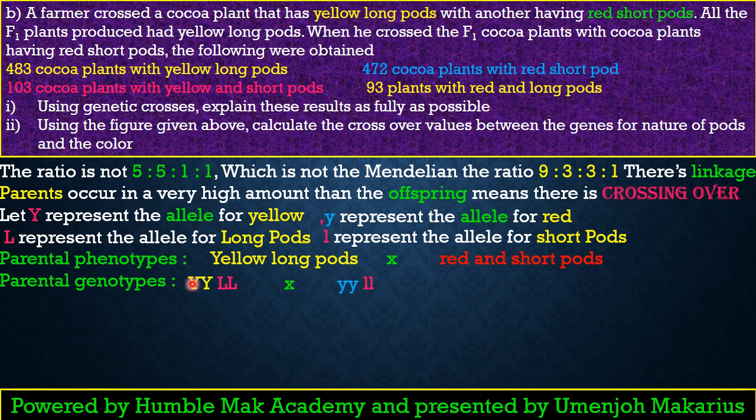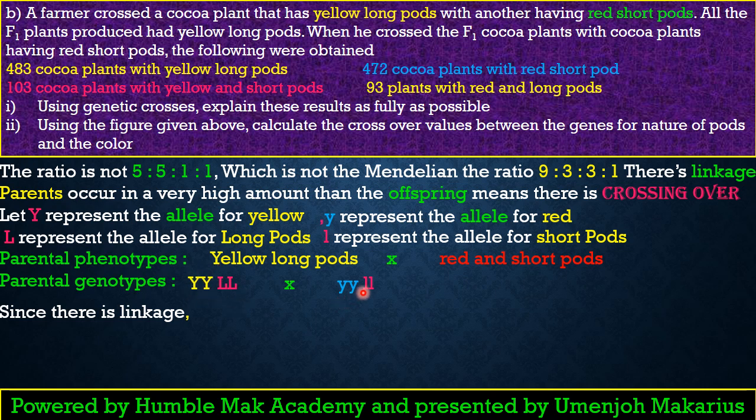But what if what we have is capital Y small y and capital L small l? It will still be yellow long pod, but in this case in a heterozygous state. This is the homozygous state because all the alleles in this case are identical, that's all the pair of genes are identical. Great.